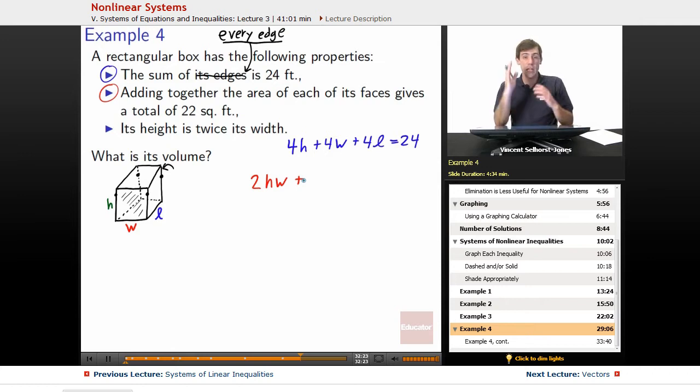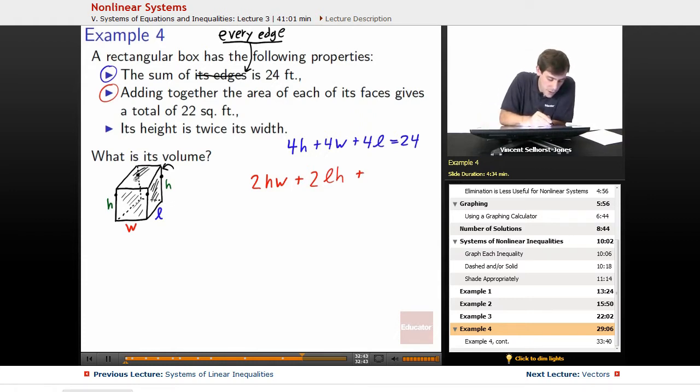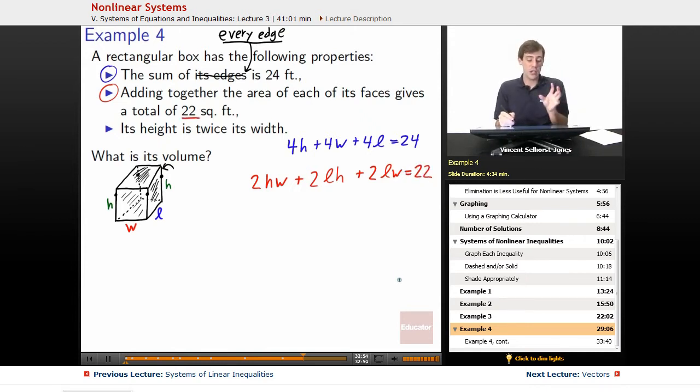By that same logic, each of the side faces is going to be l times h, because it's h over here. So the side faces will show up twice as well. So we've got 2lh. And then finally, the top face is going to be the length times the width, so 2 length times width. And we were told that came out to be 22 square feet total. So we can find the area of each one of the faces.